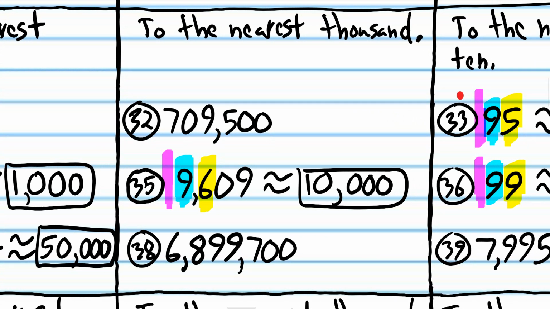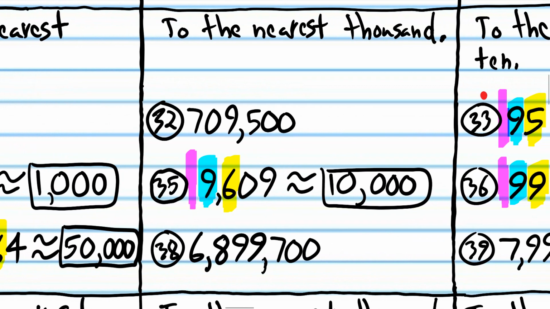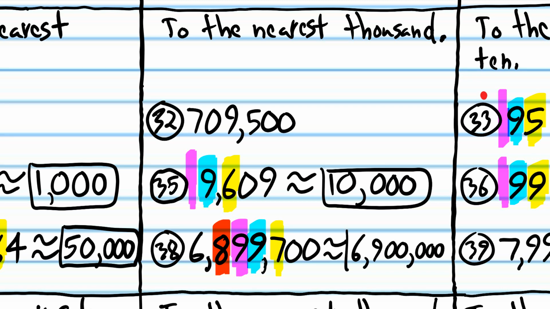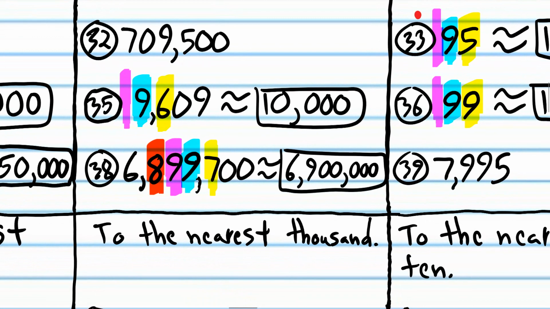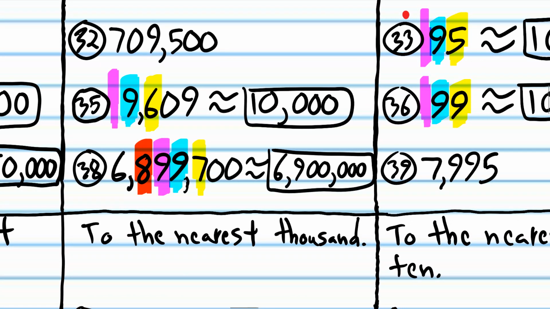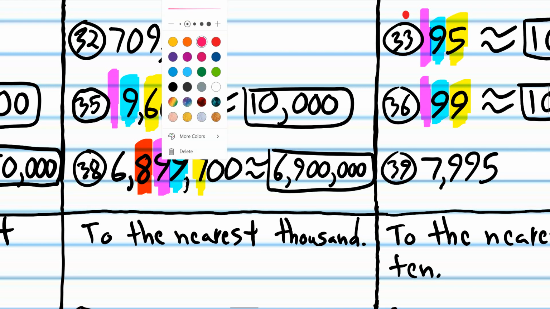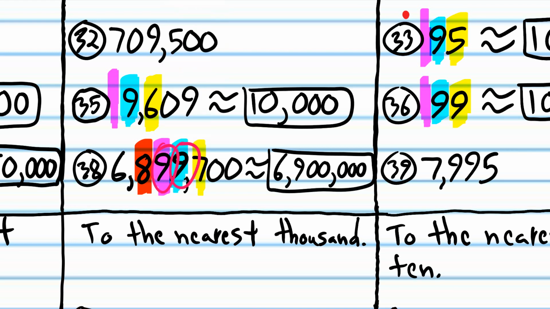So why don't you try, actually let's do this one together. Nearest thousand. This is the thousandths place. 7 tells us to round up. We're going to round this number up, but that number is also 9. So we have to round this number up 1. So the number becomes 6,900,000. So this is just a special case where you have a 9 in the blue, and you also have a 9 in the purple.